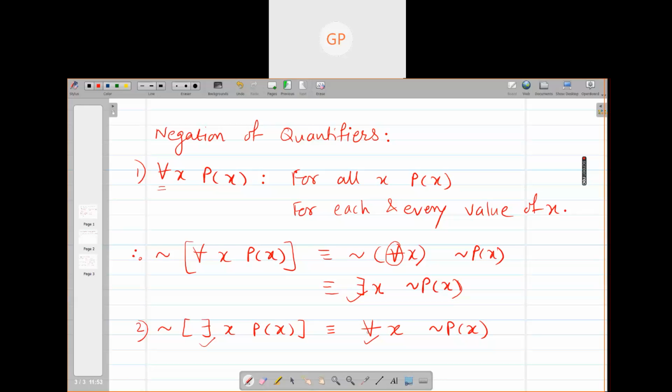So we will have some examples now. First, I will take some examples which involve only symbols. Then we will go to word problems. Okay. Negate the following. The question is negate the following.